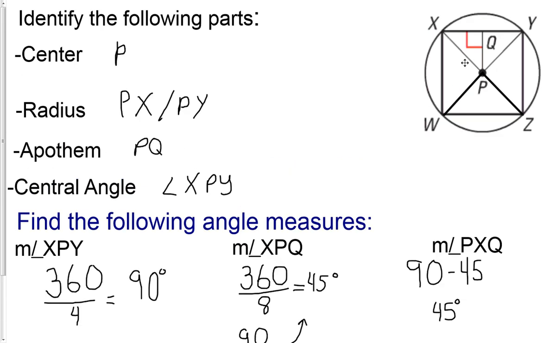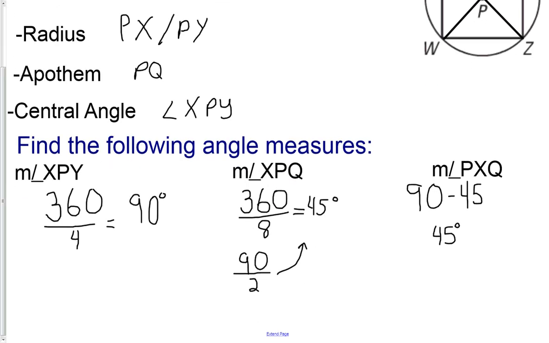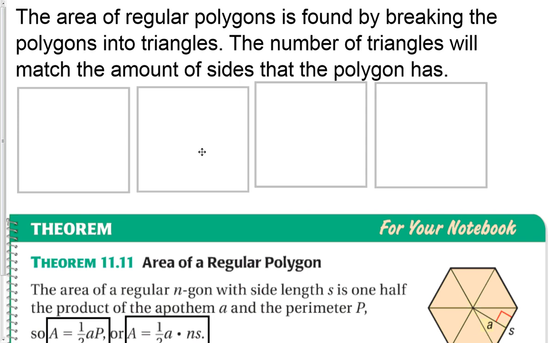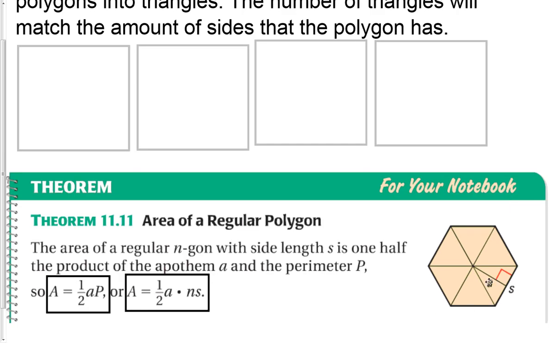PXQ is the other angle, right? If we found 45 here, what's this angle? 90 minus 45 leaves us with 45 degrees. And moving to the next part here. Now, the area of regular polygons is found by breaking it into triangles, as already stated, and the number of triangles will match the number of sides it has, right? So, for example, we've got a hexagon here, 1, 2, 3, 4, 5, 6, and we're back to triangle 1, right?